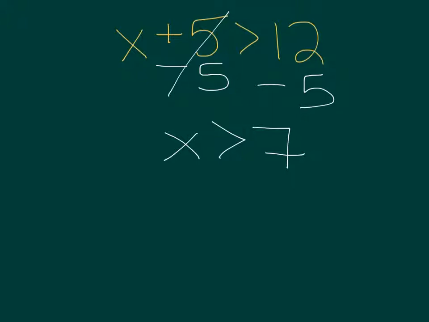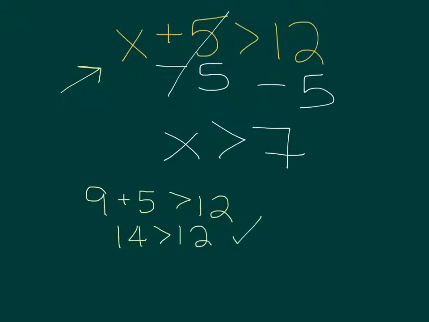So now we want to replace the x with any number that's greater than 7. But it cannot include 7 because our inequality is not greater than or equal to, it's greater than 7. So let's use the number 9. So if we replaced 9 for x, we get 9 plus 5 is greater than 12. 9 plus 5 is 14, and 14 is in fact greater than 12. So that would be true. So you would give your answer is x is greater than 7.